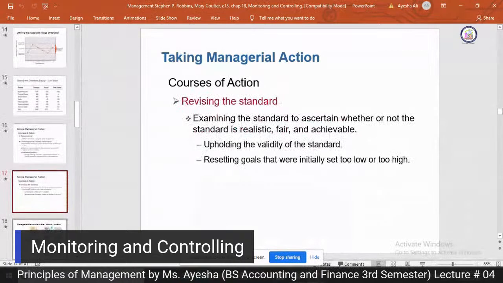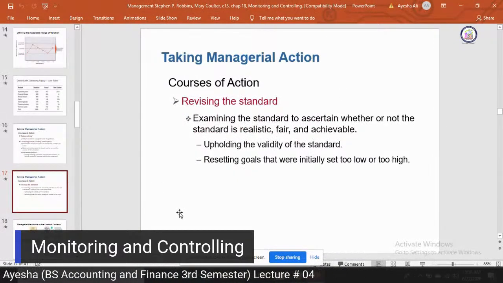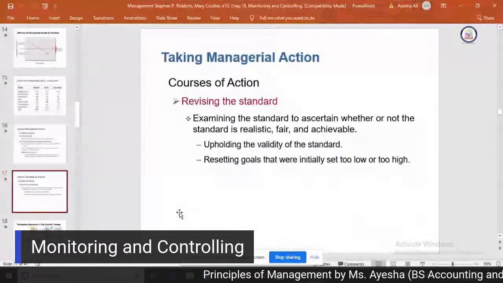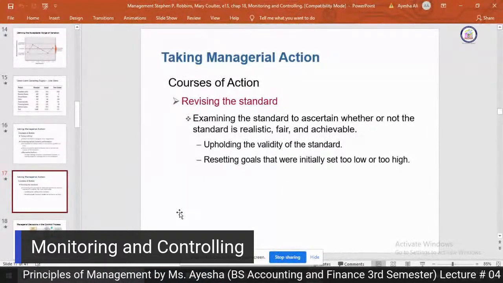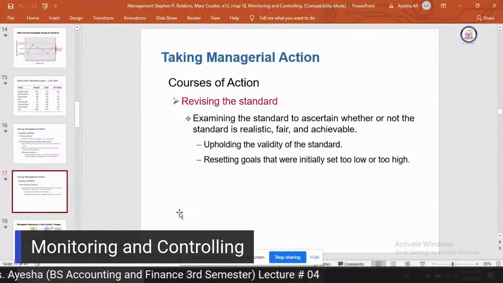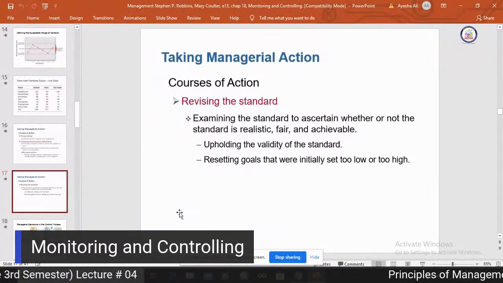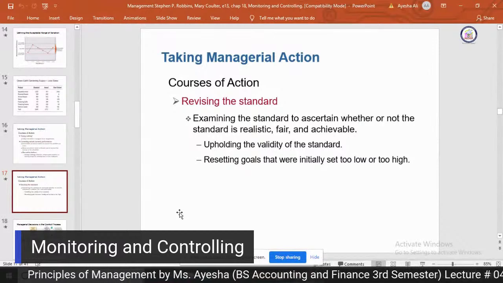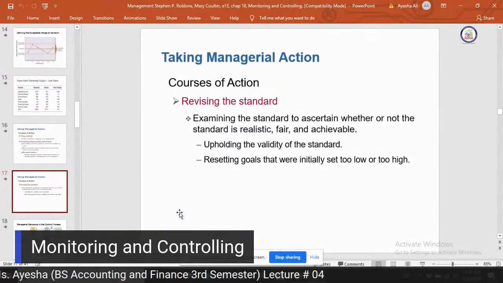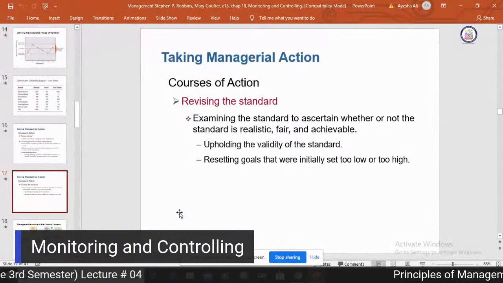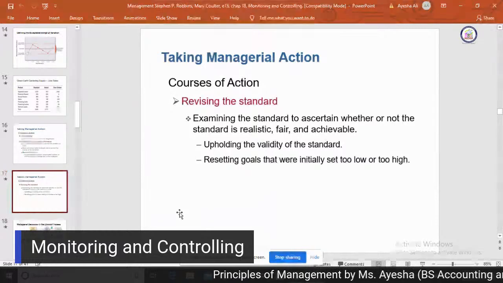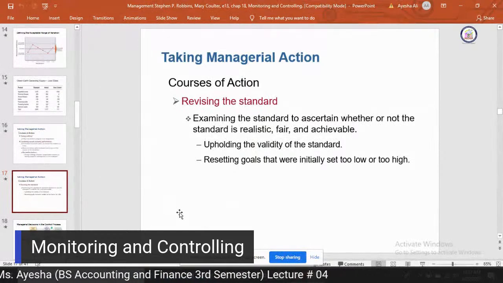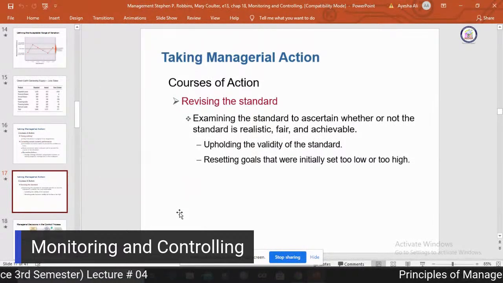Then we have the course of action, revising the standards. The first one is examining the standard to ascertain whether or not the standard is realistic, fair, and achievable. First, we ensure that the standard is realistic, achievable, and fair, and if it's not like that, we revise it. Upholding the validity of the standard: we ensure the validity of the standard, resetting the goals that were essentially set too low or too high. If our standards are too low or too high, we change it, we revise it, we redesign it.